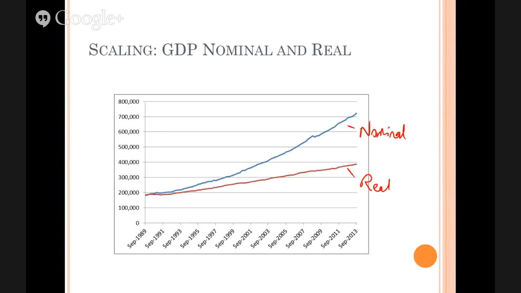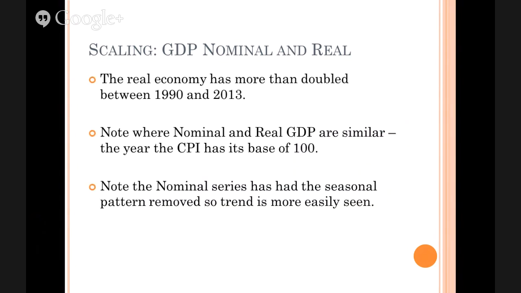So it's true that the economy has still grown. It's from just under 200 to just under 400, so it's nearly doubled or about doubled in that period. And that's a much clearer picture of how much economic growth has been, improvements in productivity.